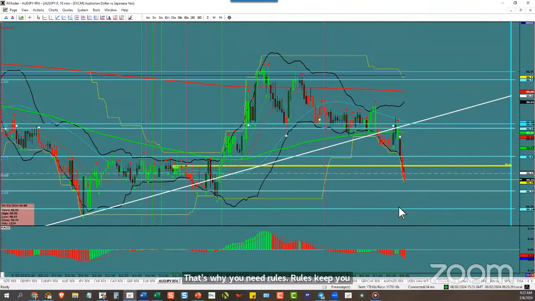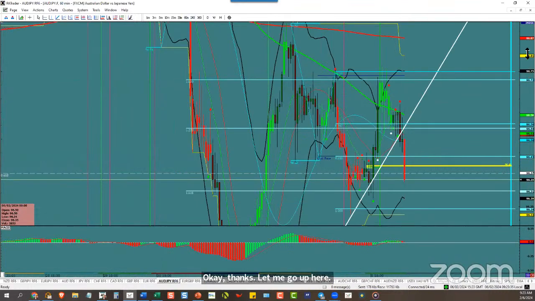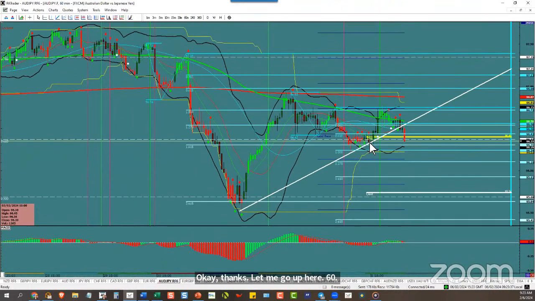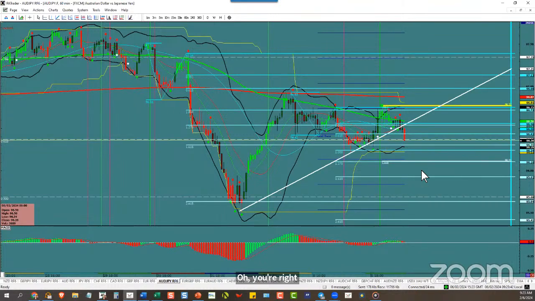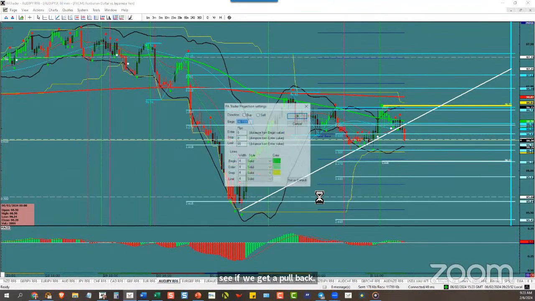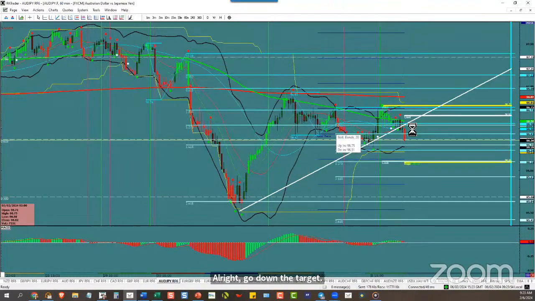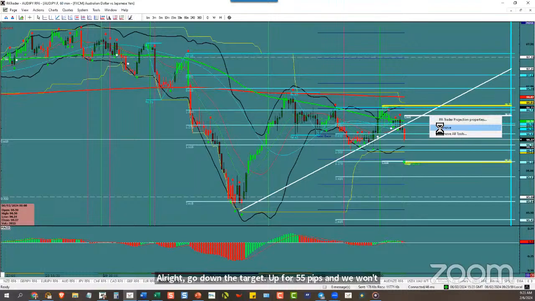All right, need to reset the ATR and the AJ. Okay, thanks. Let me go up here to 60. Oh, you're right. There we go. We don't have 55 pips left. That's too bad. We only got 30. If we get a pullback up here, we probably will. Let's see if we get a pullback. All right, go down to the target. Up for 55 pips, and we won't get it. It'll come back up to here, but it won't get to there. So AJ's off the table.